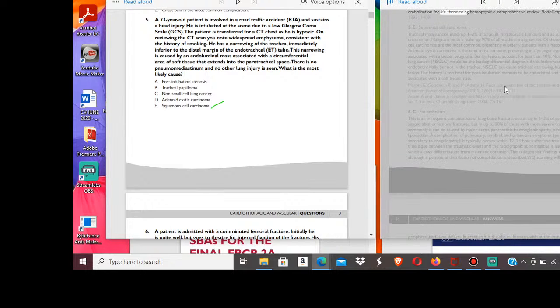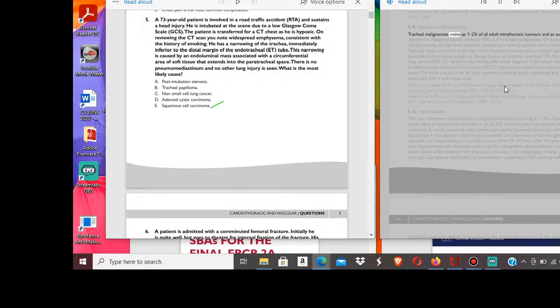Embolization for life-threatening hemoptysis, a comprehensive review. Radiographics 2002, 22, 1395-1409. 5E. Squamous cell carcinoma.